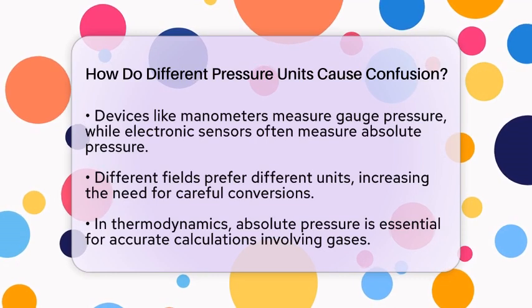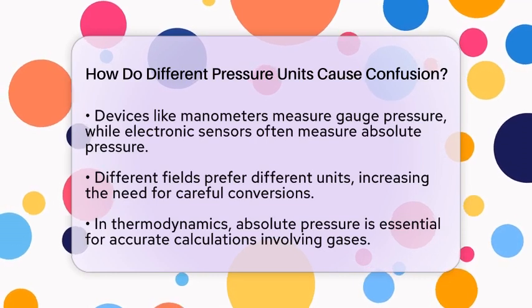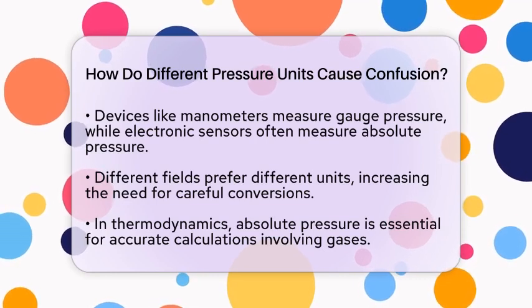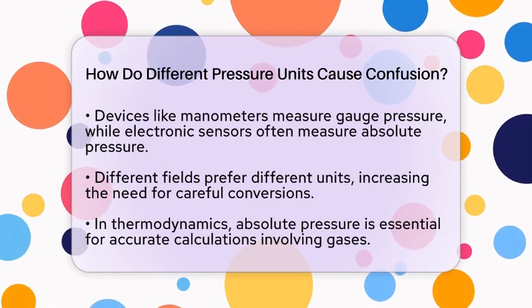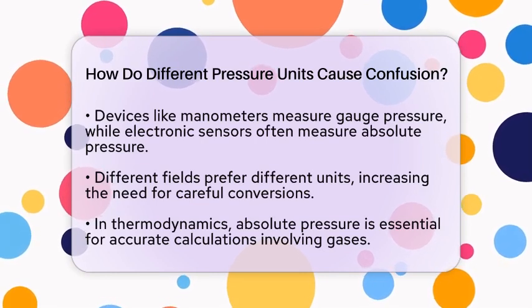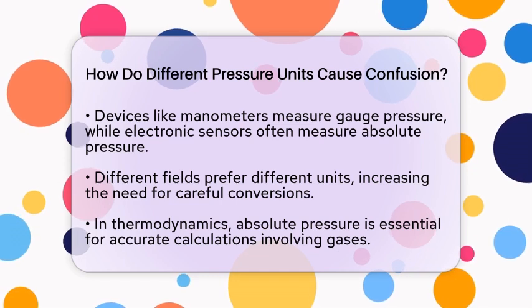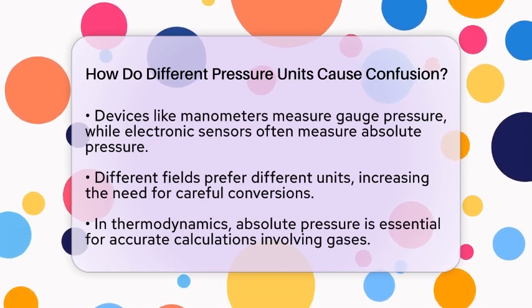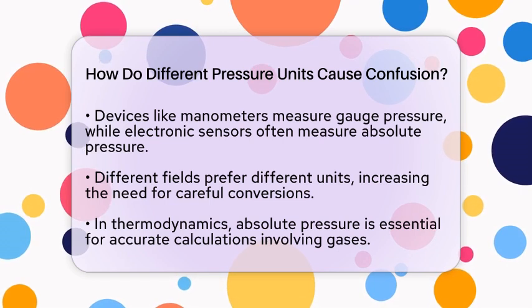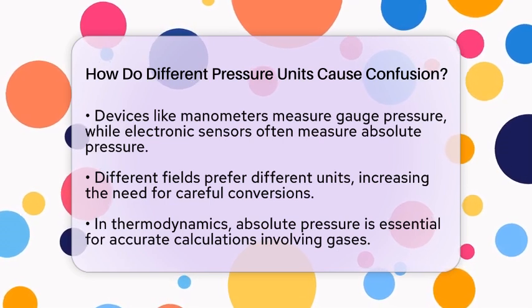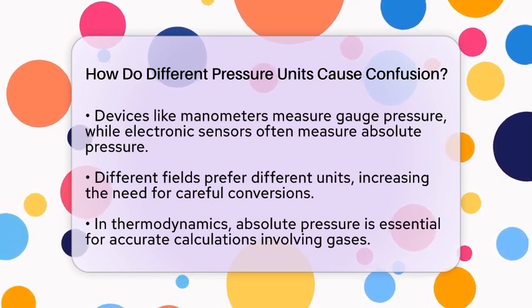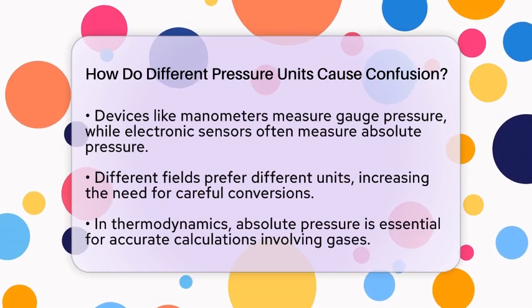Devices that measure pressure also add to the confusion. Some use liquid columns like manometers, which measure gauge pressure. Others use electronic sensors that give absolute pressure readings. If you don't know what kind of device was used or what reference point it's based on, you might misinterpret the data.